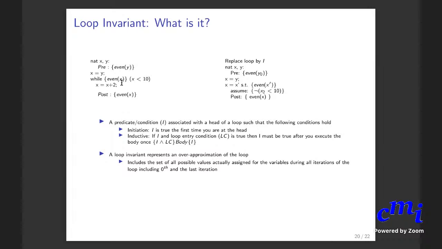But the point that I'm making is that there are several different predicates that satisfy these conditions of being a loop invariant. But not all of them will necessarily be useful for checking the given property. It has to be the right kind of thing.